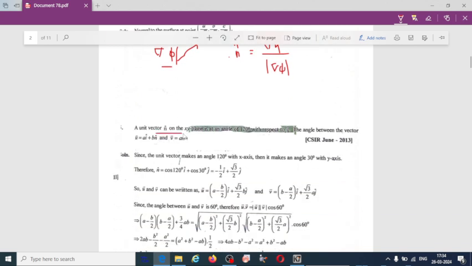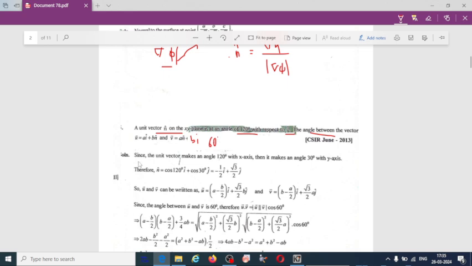Next one, a unit vector n cap on the xy plane is at an angle 120 degree with respect to i cap. The angle between the vectors u and v you should find out. u is what? a i cap plus b n cap, and v is a n cap plus b i cap. And one condition is here, the angle between these vectors is 60 degree.